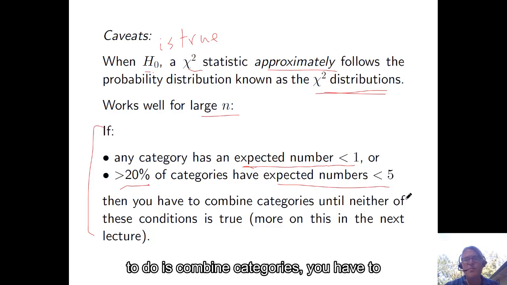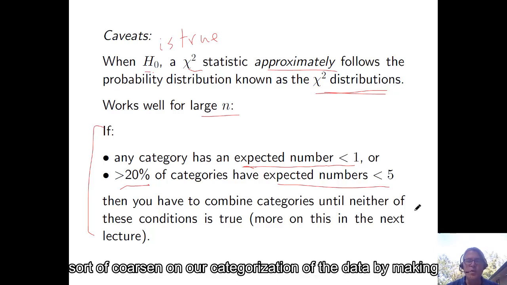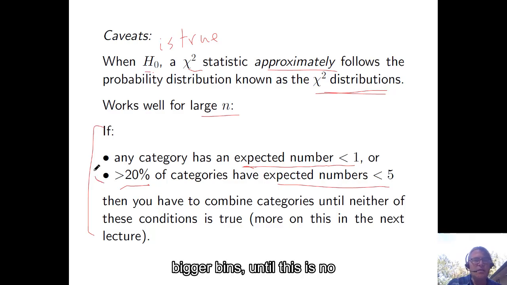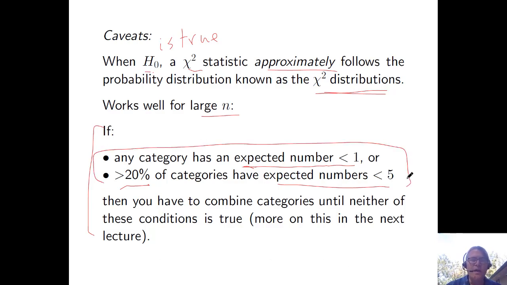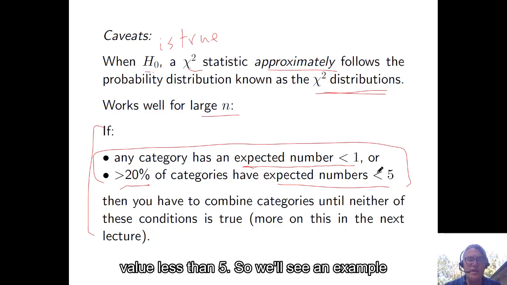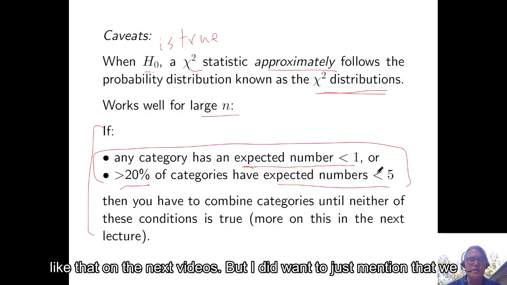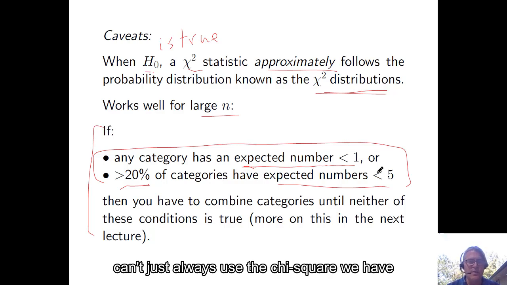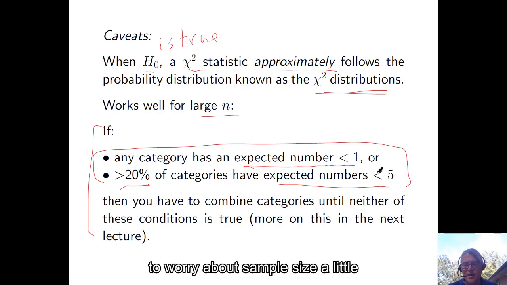So what we have to do is combine categories. We have to coarsen our categorization of the data by making bigger bins until this is no longer true, until none of the categories has an expected number less than 1, and no more than 20% have an expected value less than 5. So we'll see an example like that in the next one, but I did want to just mention that we can't always just use the chi-square. We have to worry about sample size a little bit.